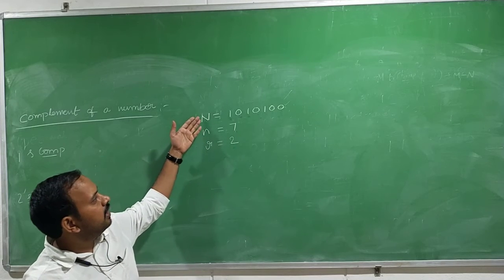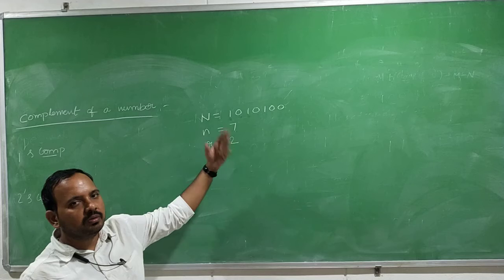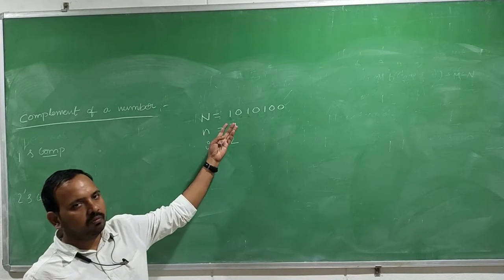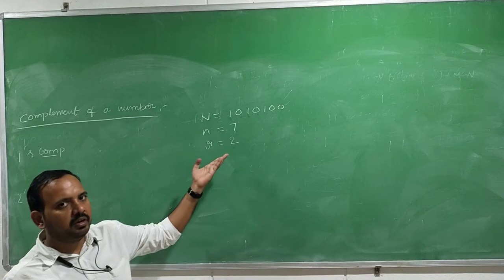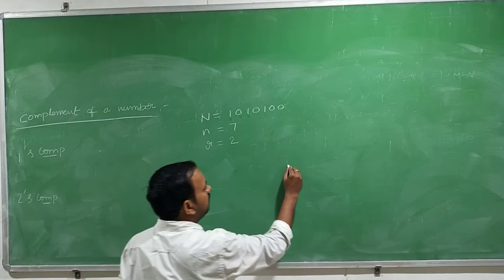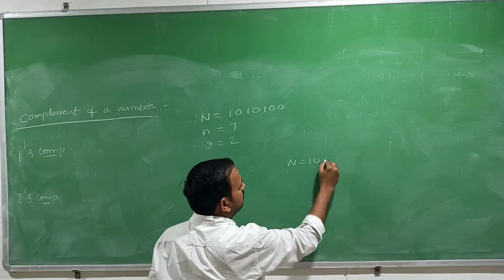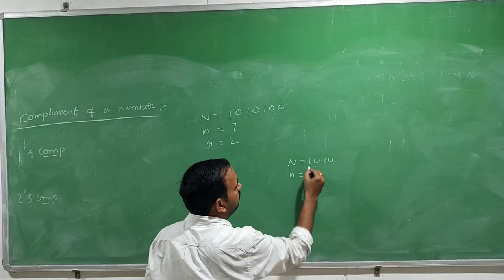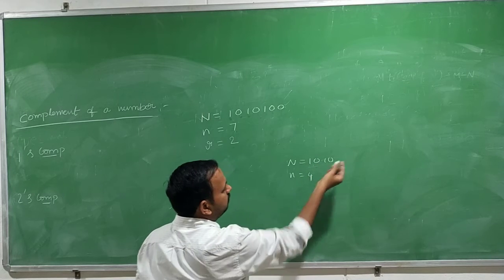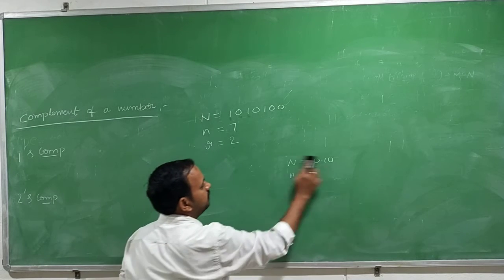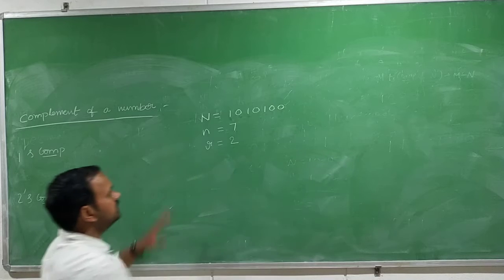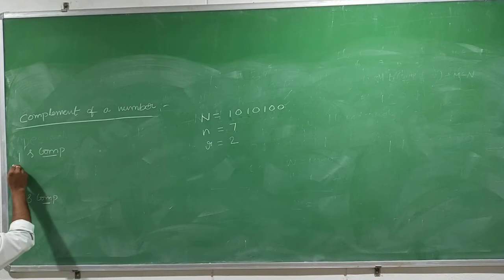Suppose you have taken N equal to 1 0 1 0. In that case, n equals 4, because you have taken 4 digits. So capital N equals, for example, 1 0 1 0, and small n will become 4. Like this. If you consider these as the parameters, now we will see ones complement.